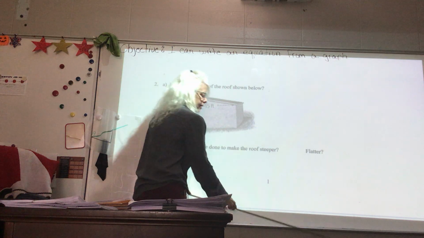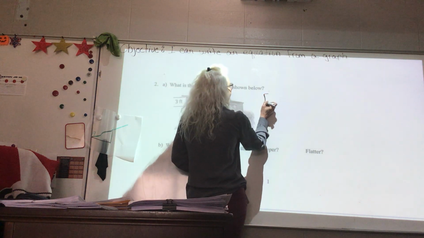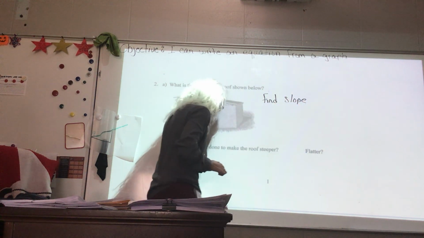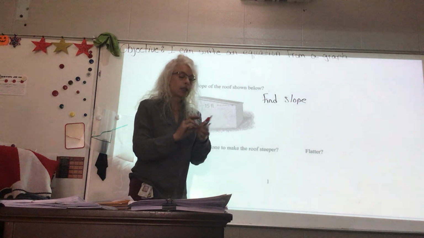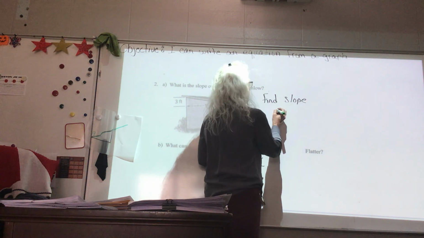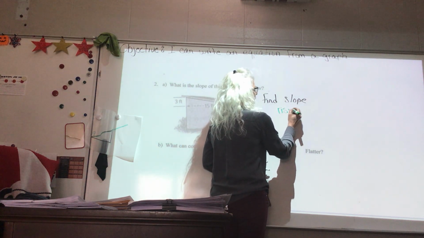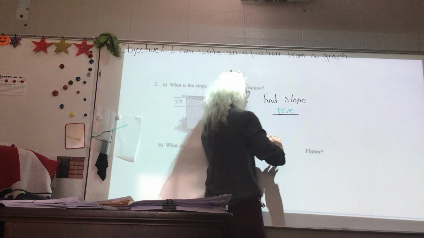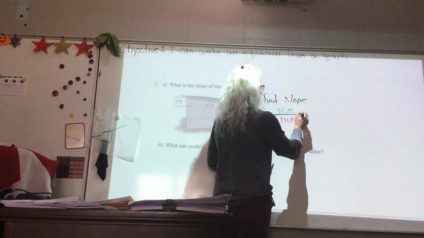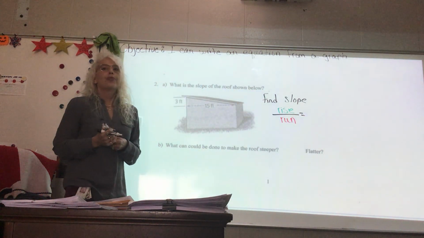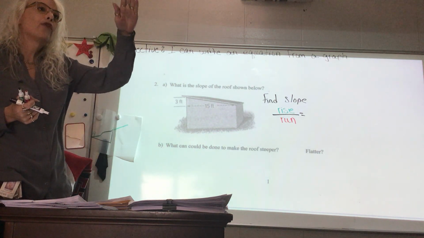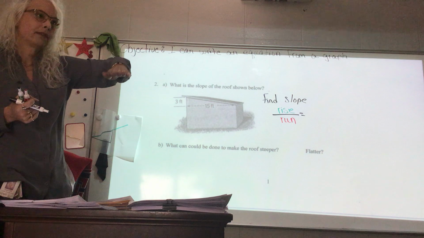How slanted is it? So we're going to find slope. And we're going to find the slope by finding the rise over the run. Rise over the run. The rise is the change in the vertical height.